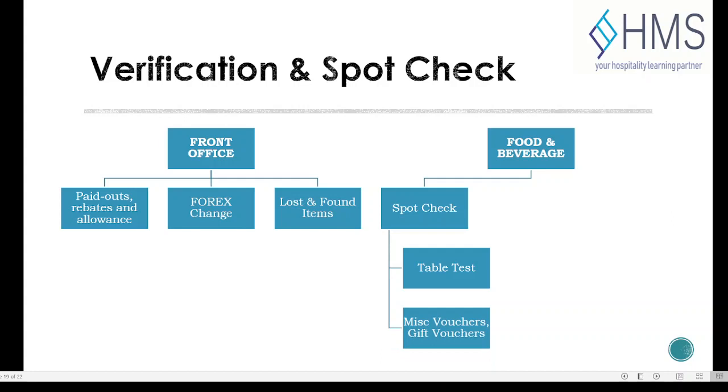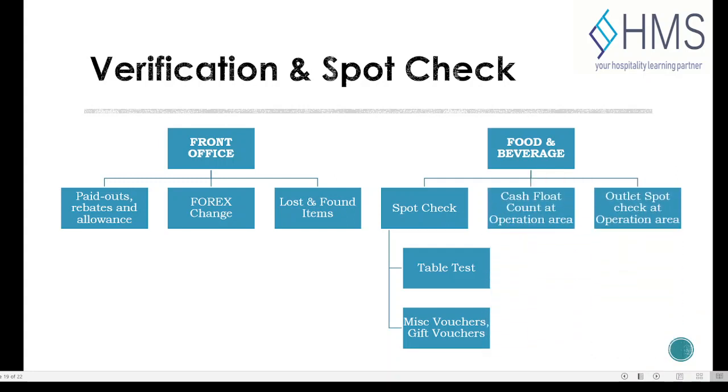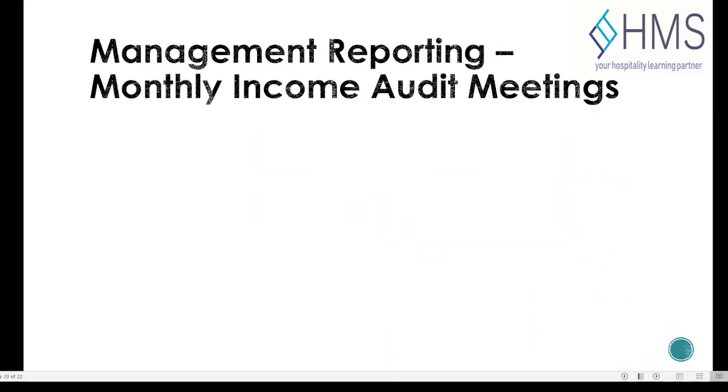And then the physical vouchers, which the outlets can issue as an official receipt. Those have to be numbered, and they have to make sure that everything which is issued is reported into the finance. Then they have to check also the cash float, and the spot check for the operation areas, for the bar and other aspects.